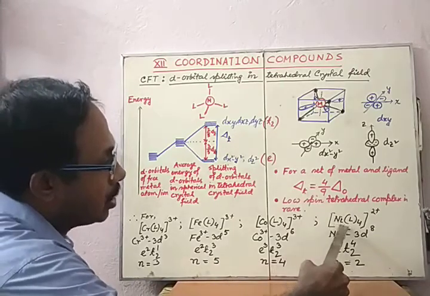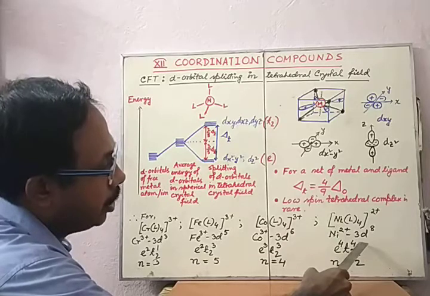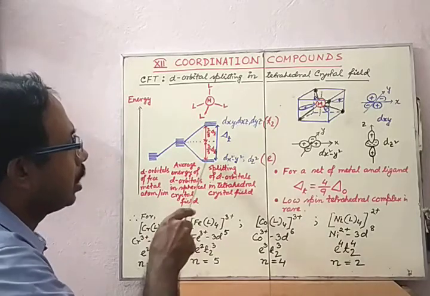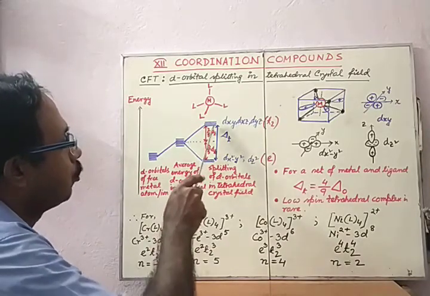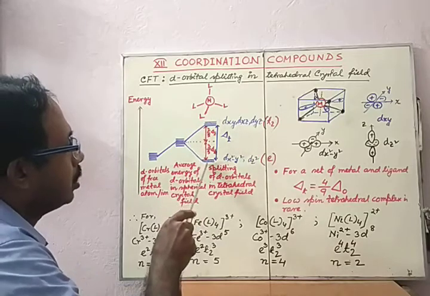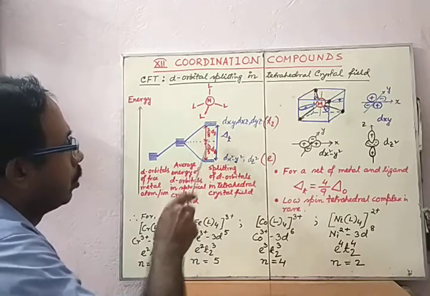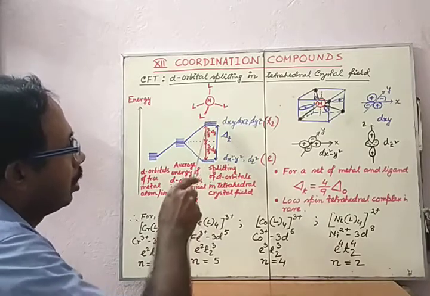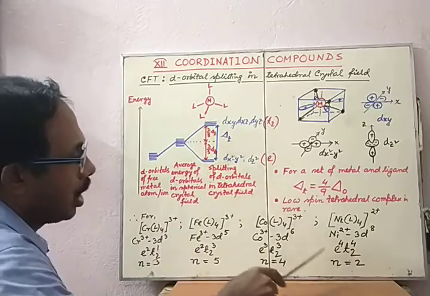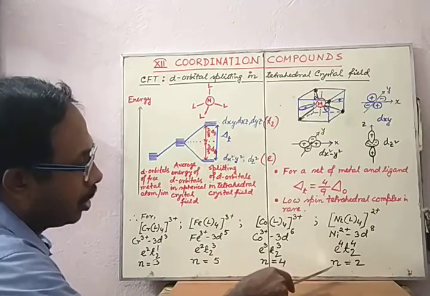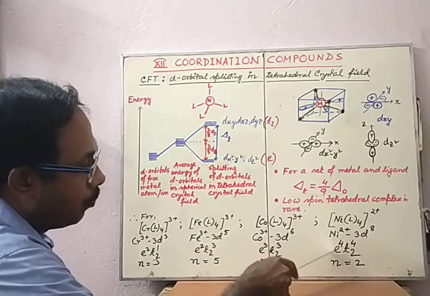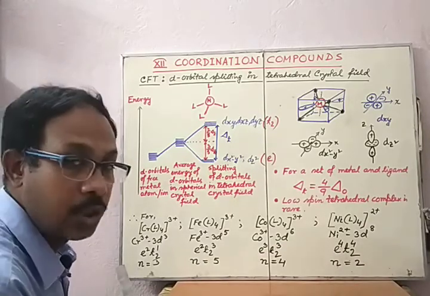Now this complex, nickel 2+ complex, 3d8. So if we arrange the electrons, 1, 2, 3, 4, 5, 6, 7, 8. So all the electrons are paired up here, and 2 electrons here are unpaired. Number of unpaired electrons is 2, and the configuration is E4, T2 4.